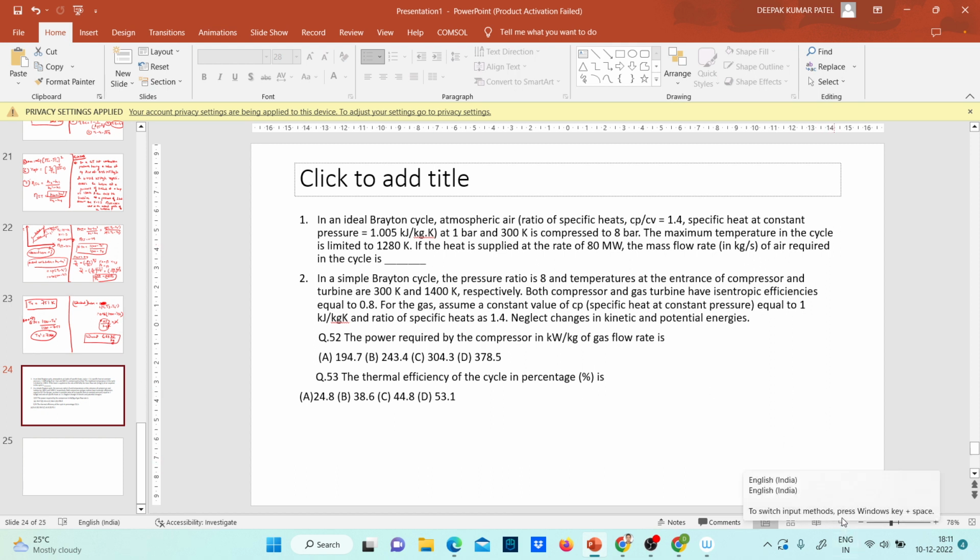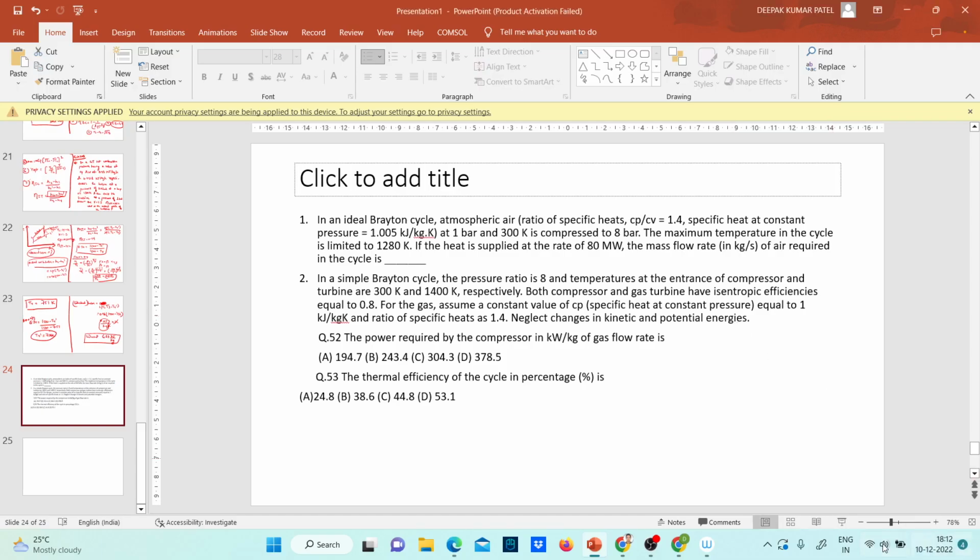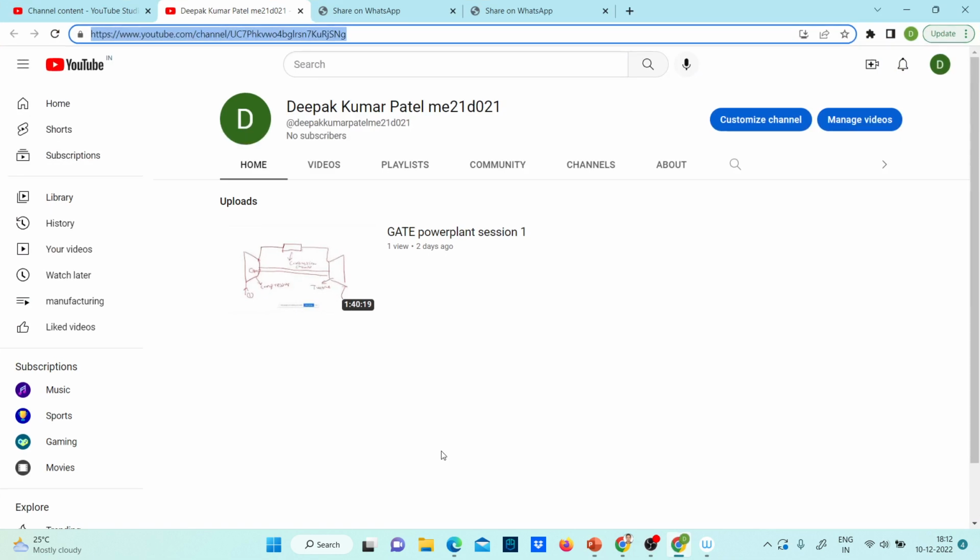So here are the problems. I said that we'll solve the problems. These are the GATE problems only. So the first question we'll do. I'll give you 2 or 3 minutes. Wait, I have to first share my screen.